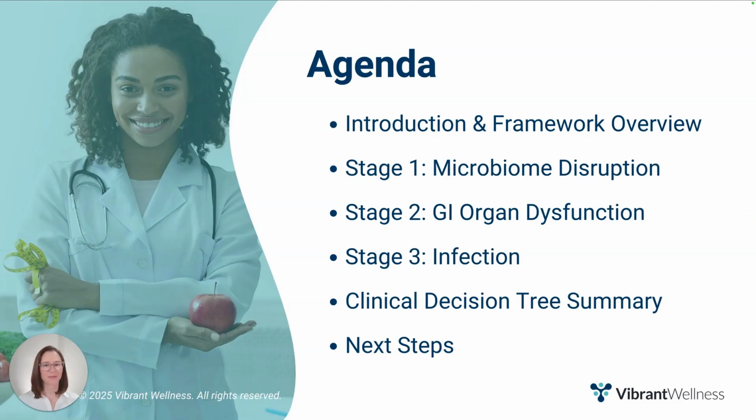Here is our agenda. First, we'll do an introduction on functional gut disorders. Then, I'll introduce my framework for interpreting gut-zoomer results. Next, we'll take a deep dive into the 3 stages of GI dysfunction. Stage 1, microbiome disruption. Stage 2, GI organ dysfunction. And Stage 3, infection. We'll follow a real case study through each stage to build clinical reasoning skills and confidently apply gut-zoomer insights to patient care. Then, we'll end with a clinical decision tree summary and next steps.